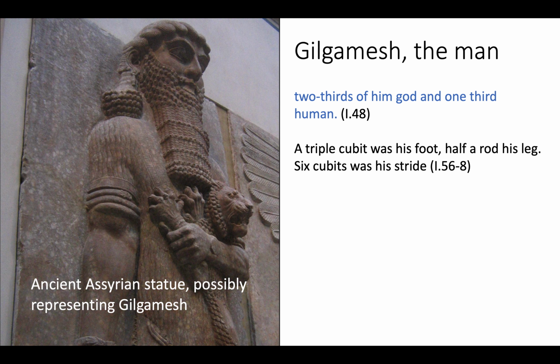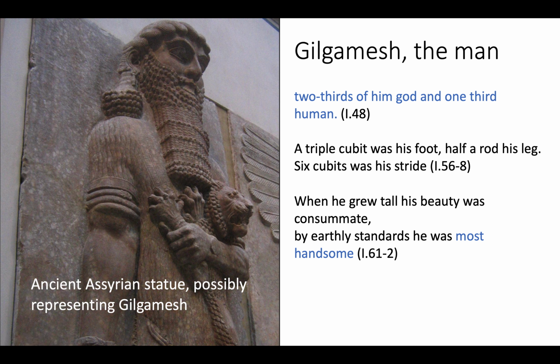He is enormous. That's why people think that this image is Gilgamesh. So he's a triple cubit was his foot, half a rod his leg, 6 cubit was his stride. I think a cubit is like 1.5 meters or something like this. It's huge. Like this man is like a giant. This is why they think this is a lion. So this giant man is grabbing a lion as if it's a little kitty cat.